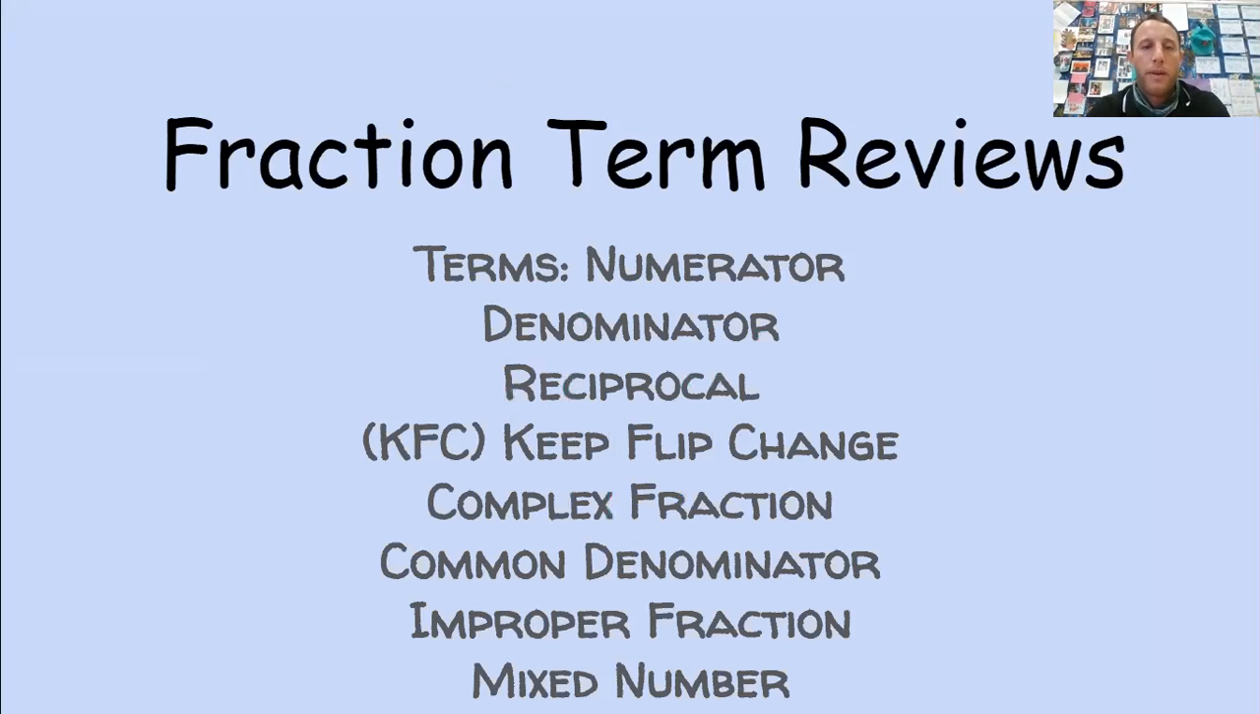This is just a review, and we have some main key terms we need to know. Numerator is the top number, denominator is the bottom number. The reciprocal would be the inverse. So if I have 3/4, the reciprocal of that is 4 over 3. So when you flip the top and the bottom, and you need to know that for when you divide fractions.